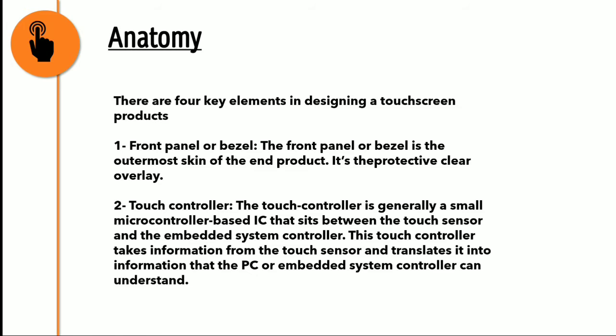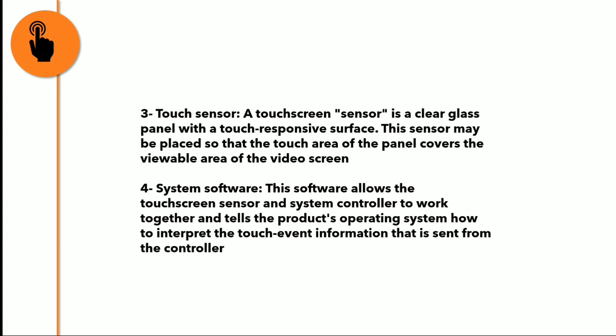There are four key elements in designing a touchscreen product. First one, front panel or bezel. It is the outermost skin of the end product and it is the protective clear overlay. Second one, touch controller. It is a small microcontroller-based IC that takes information from the sensor and translates it into information the embedded system controller can understand. Third one, touch sensor. It is a clear glass panel with a touch-responsive surface. This sensor may be placed so that the touch area of the panel covers the viewable area of the video screen. Fourth one, system software. It allows the touchscreen sensor and system controller to work together.